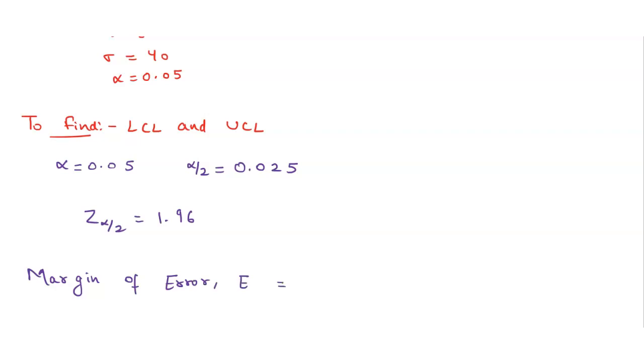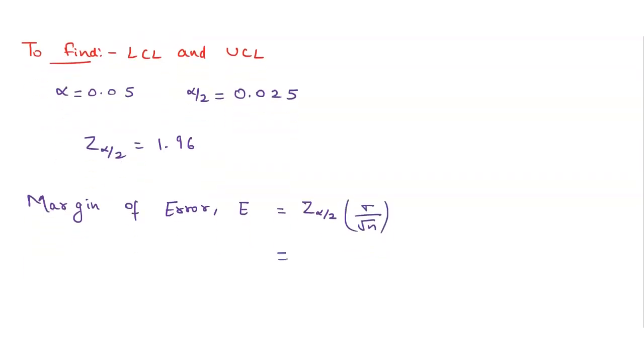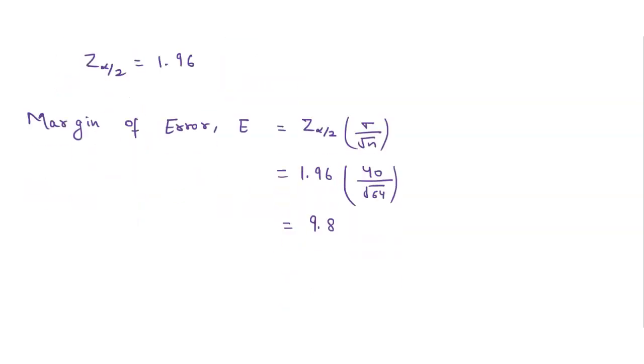This is equal to Z alpha divided by 2 multiplied with sigma divided by under root n, and putting all the values here, this is equal to 1.96 multiplied with 40 divided by square root 64, and on solving this is equal to 9.8. Now finding out the LCL and UCL, we have that mu lies between x bar minus E and x bar plus E.